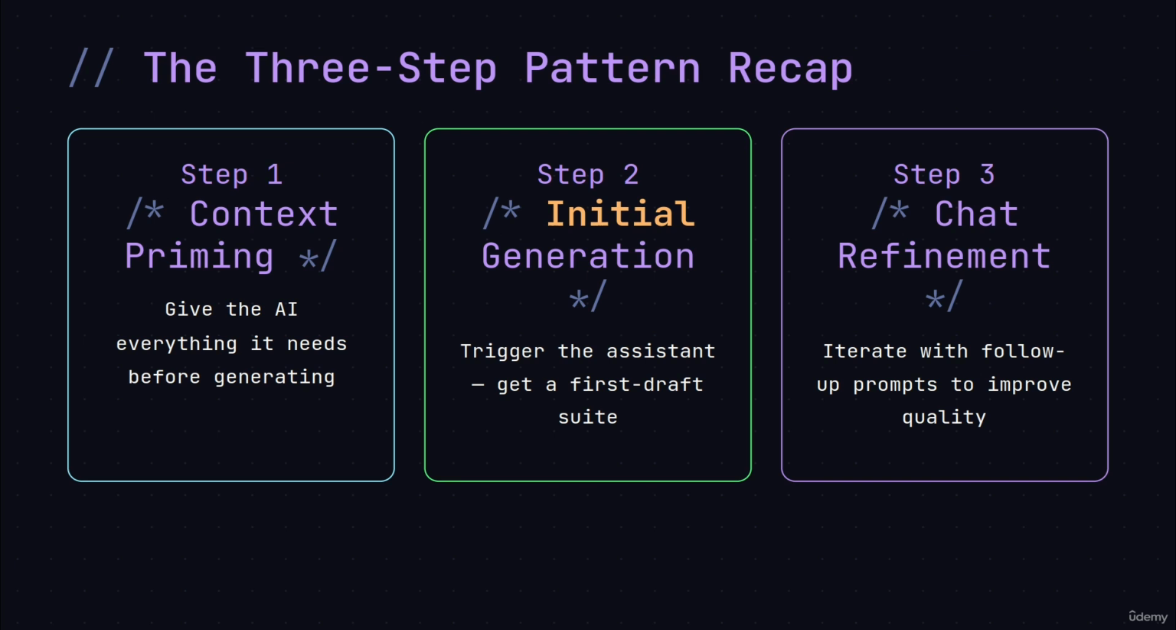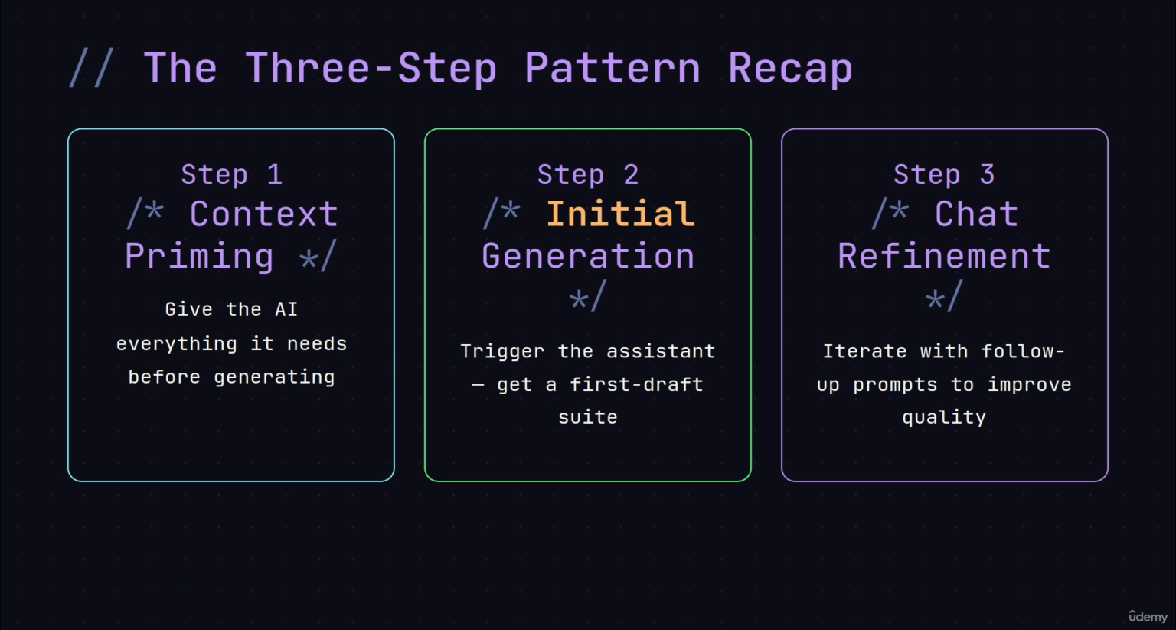Step 2, I used to call this inline generation, but for Claude Code, I actually want to call it initial generation. And the reason is because we're working in the terminal, we don't have inline generation. This should really be called initial generation, because this is where you trigger the assistant to give you a first draft test suite. And then step 3, chat refinement. Here we iterate with follow-up prompts to improve the quality of our generated test suite.